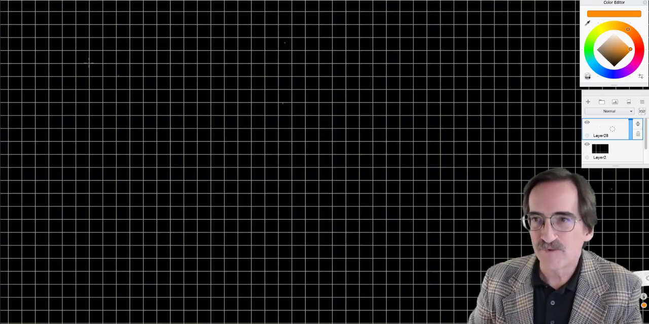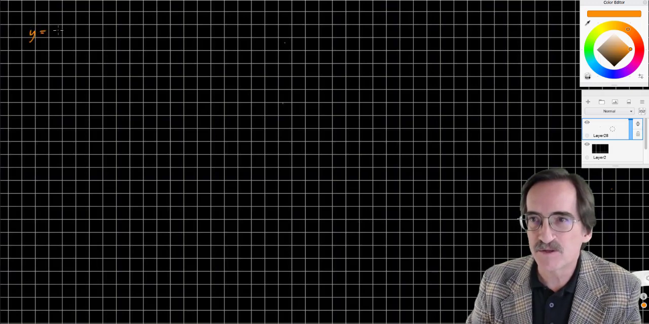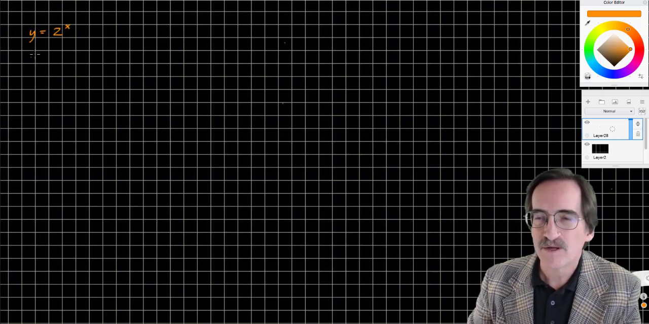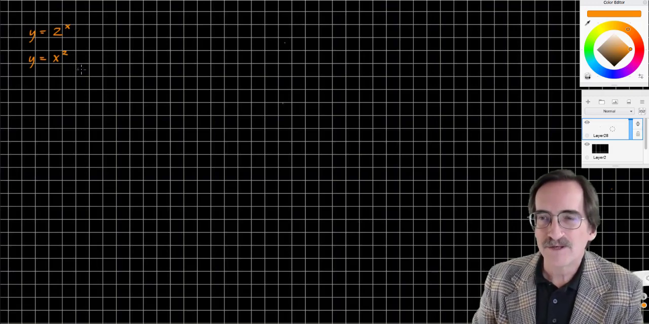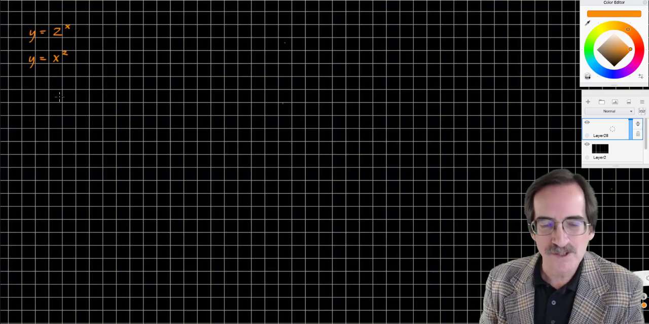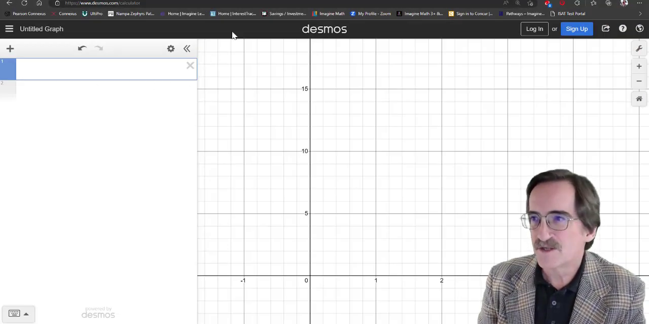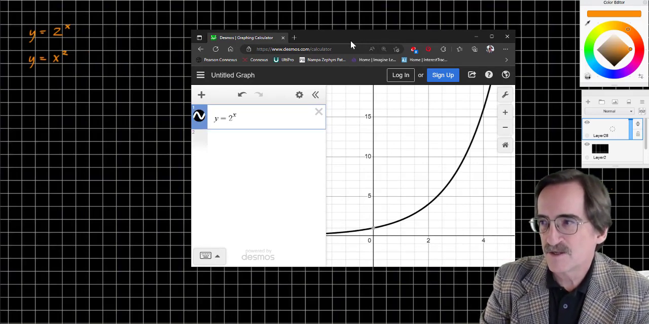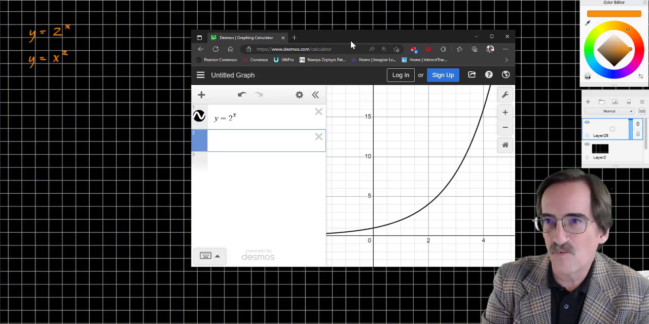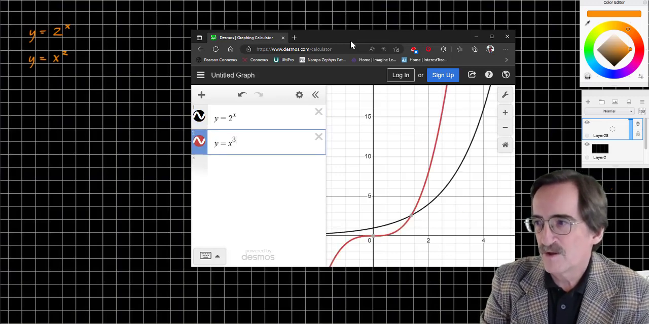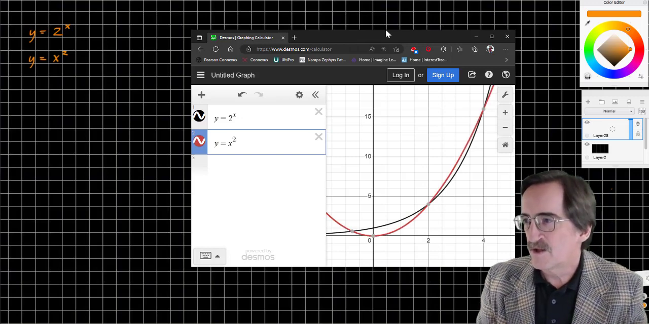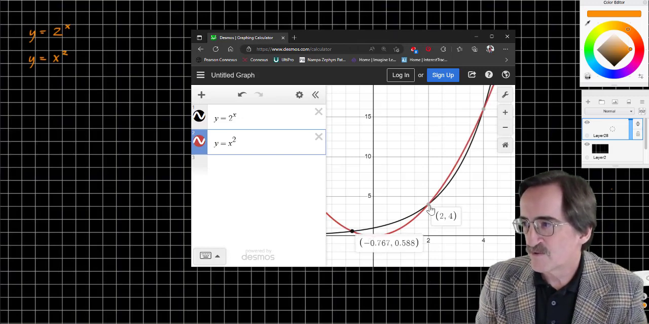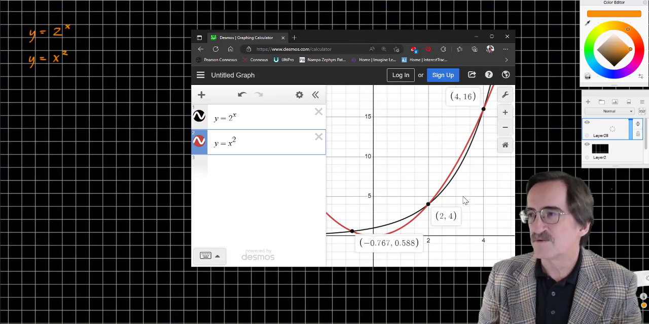And so here's the problem I propose: finding the area between these two curves. y equals 2 to the x, the power function, and y equals x squared, a quadratic function. The interaction between these two is kind of interesting. They actually intersect 3 times. Once here, and once here.